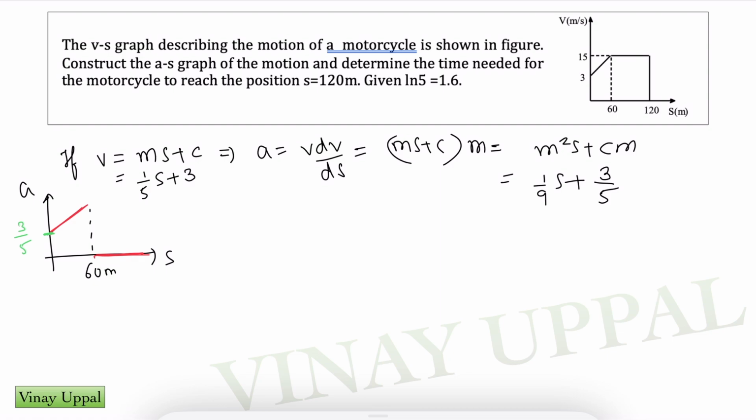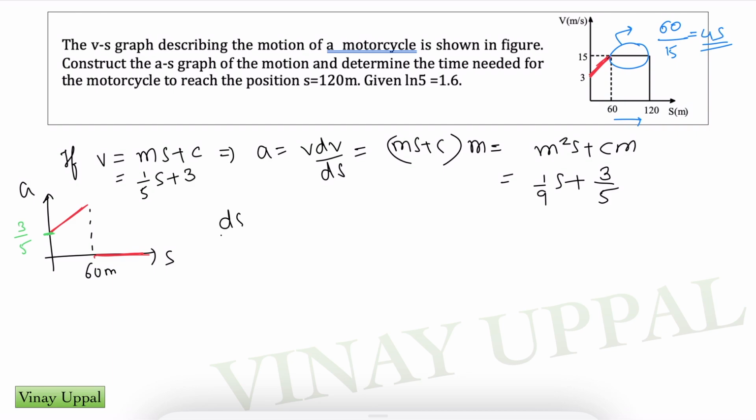Now I want to find the time needed for the motorcycle to reach the position 120 meters. Here we will have to use a little bit of calculus. If I look at the journey in two parts, the second part is at constant velocity. So the time taken for the second part would simply be the displacement, 60 meters, divided by the constant speed of 15, which is 4 seconds. For the first portion of the journey we'll have to use calculus, because velocity is a linear function of displacement. So let's quickly do that.